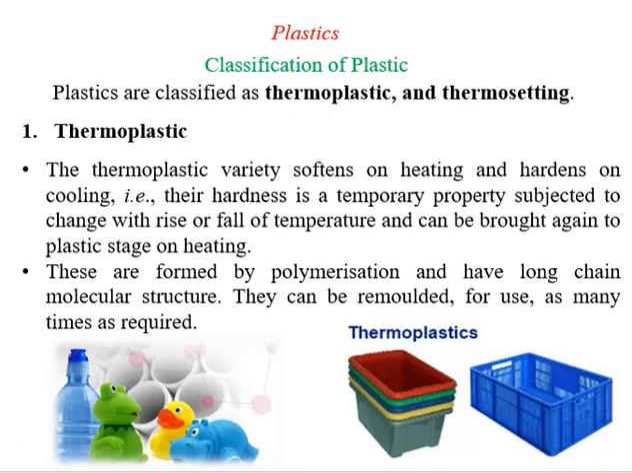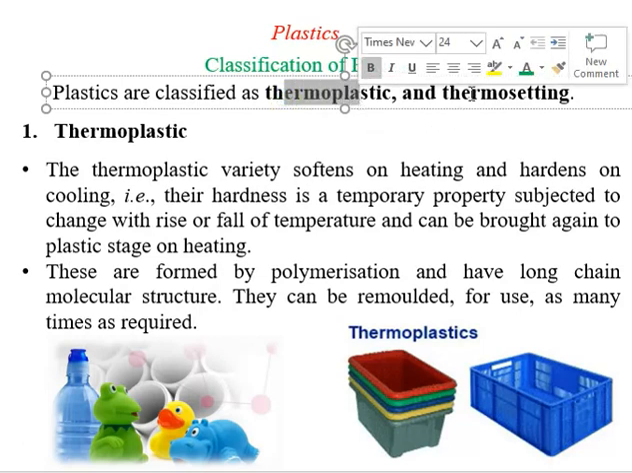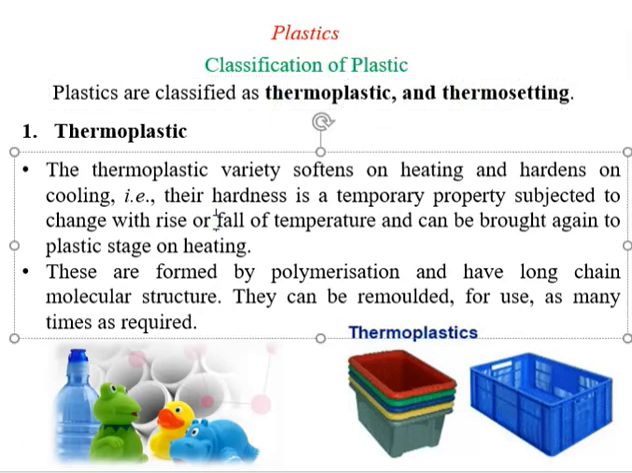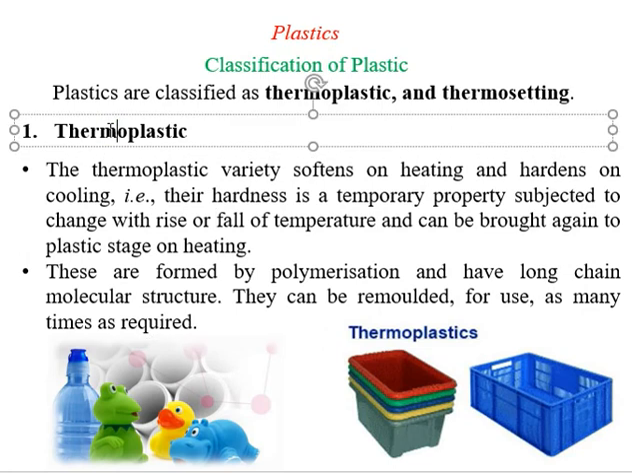Next, there are certain classifications of the plastic. We classify plastic into two types, that is thermoplastic and thermosetting plastics. So what is the first type of plastic? That is thermoplastic. This type of plastic softens on heating and gets hardened on cooling and could be reused time and again after its use.